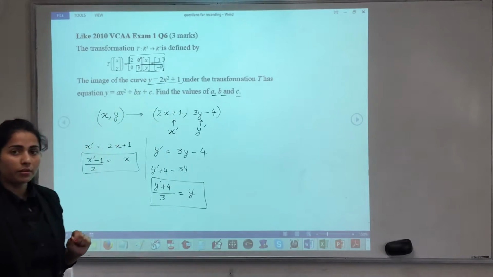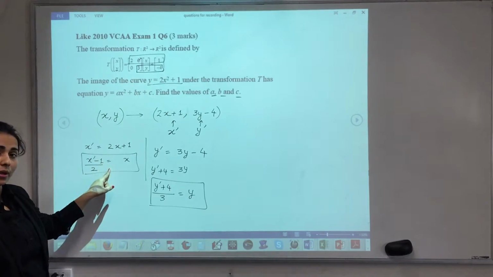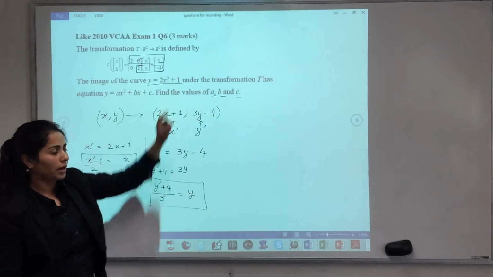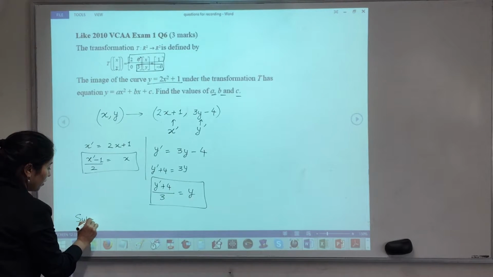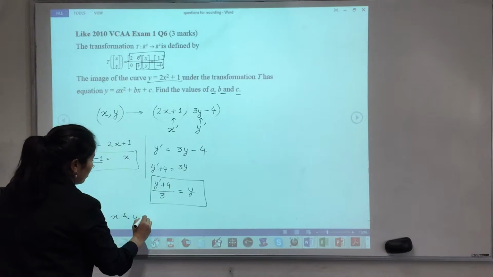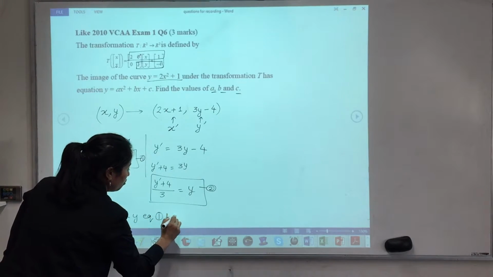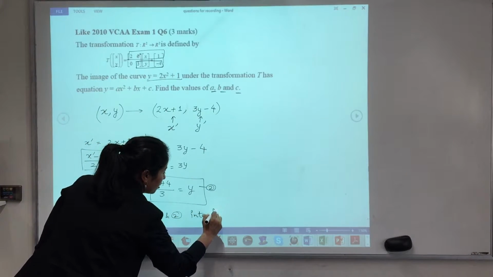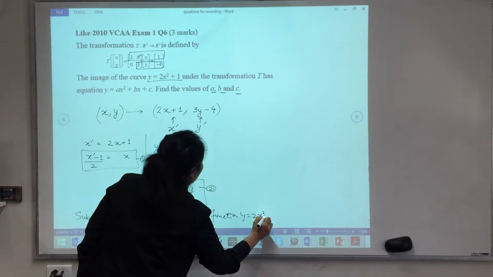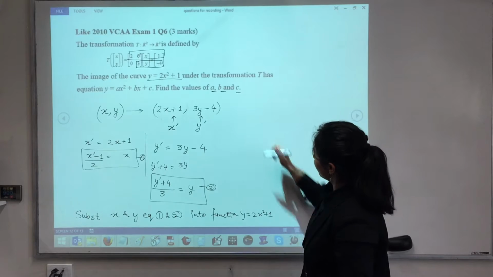That's your graph. In this graph, x and y will be replaced by this new x and y. So because x is x dash minus 1 over 2, I'm going to substitute these two values in the graph. Okay, so you're going to write substituting x and y, or your new x and y, from equation number 1 and equation number 2, into the function which is y equals 2x squared plus 1. Let's do this. So that's the statement about what we are going to do, and here is what we are going to do.